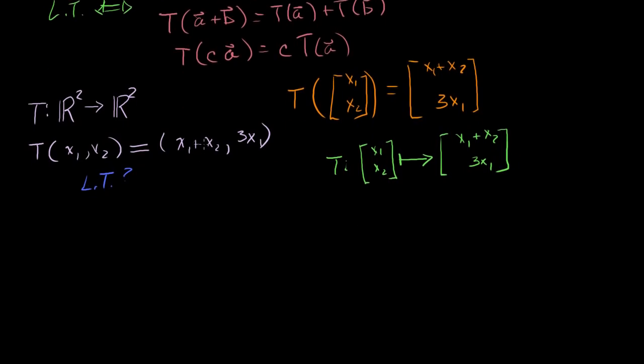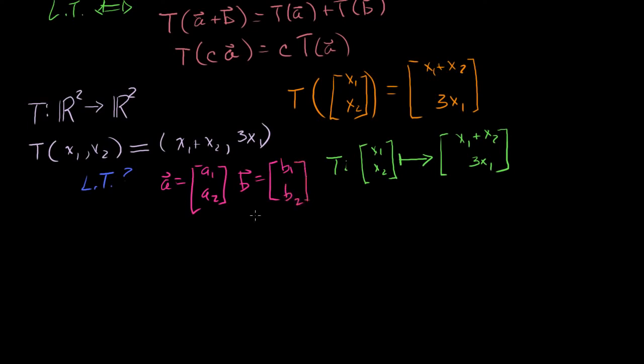So let's take T of, let's say I have two vectors a and b. They're members of R2. So let me write it. A is equal to a1, a2, and b is equal to b1, b2. Sorry, that's not a vector. I have to make sure that those are scalars. These are the components of a vector.